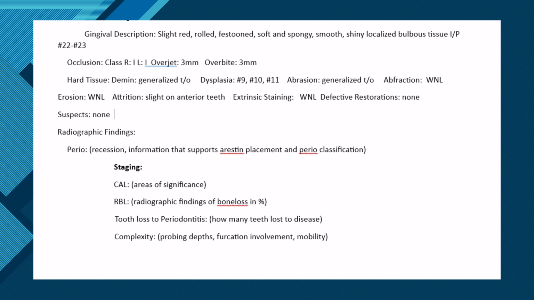Then we're going to move on to the radiographic findings. Now, you guys are going to understand the staging and grading a little bit better as you get through Periodontology 1. So for perio, we're looking for a recession. That's the main thing. And I'm just going to say the patient doesn't have anything. So I'm going to say no recession.